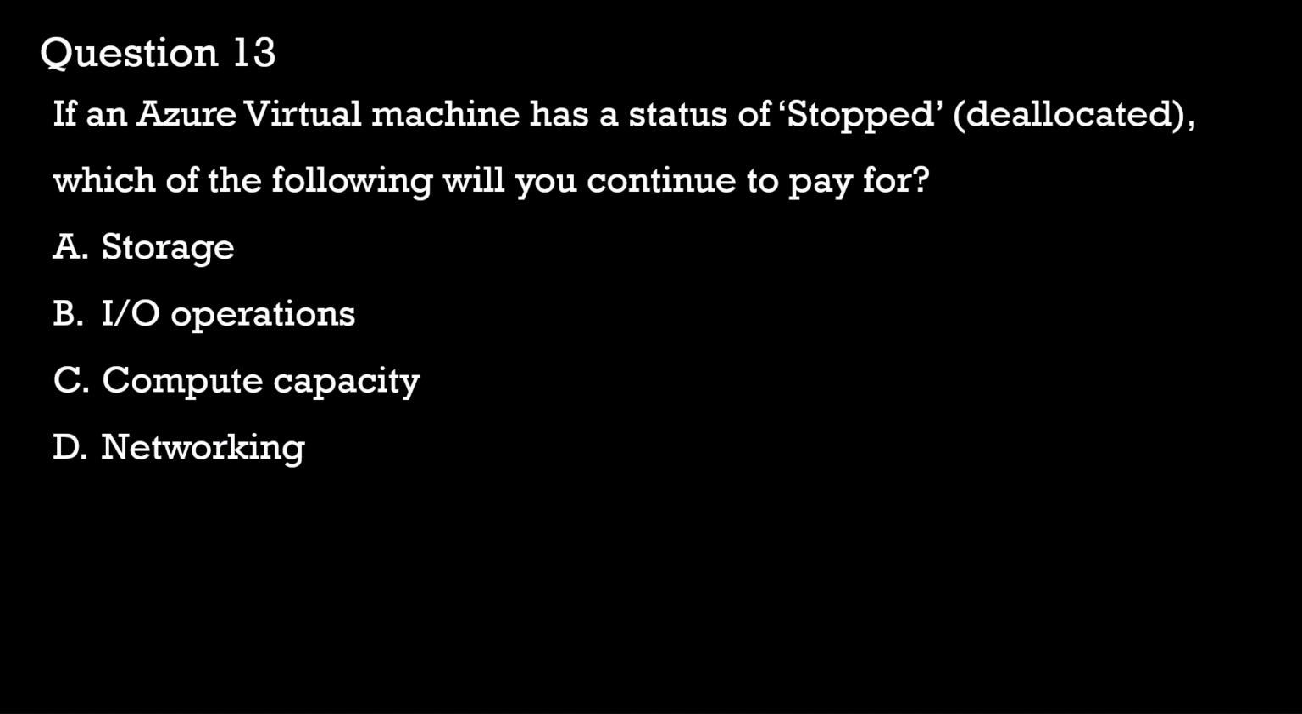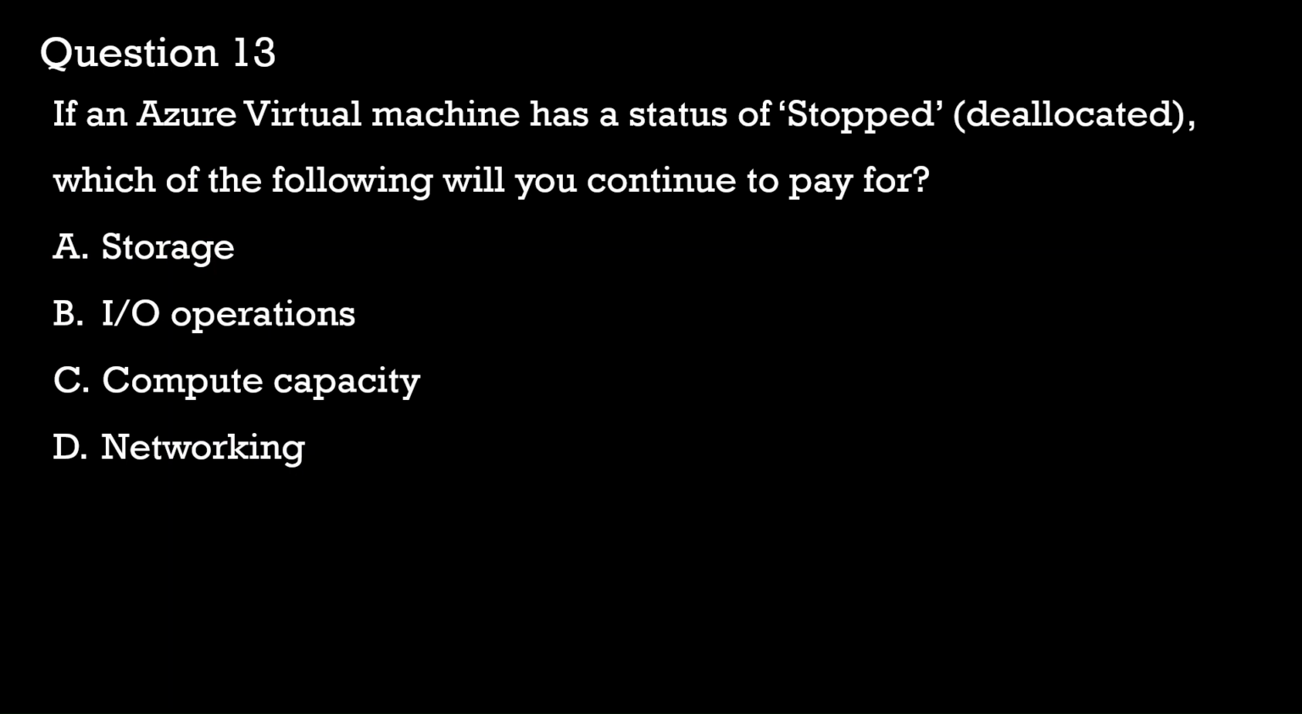So when an Azure virtual machine is in the stopped or deallocated state, compute resources such as CPU and RAM are released, so you don't have to pay for compute capacity. However, the operating system disk and any attached data disk are still stored in Azure storage, so you would continue to pay for storage. For the input-output operations, you're not charged for that because when the virtual machine is deallocated, it is no longer running.